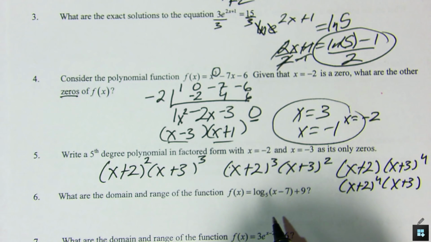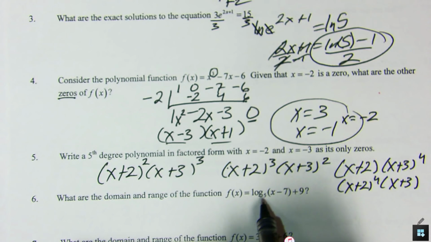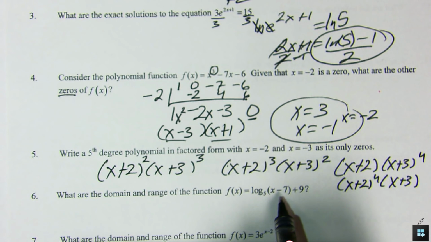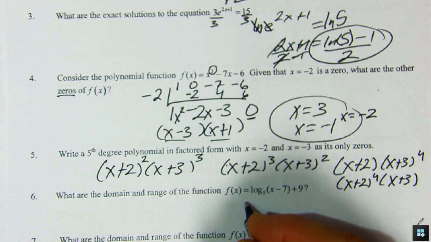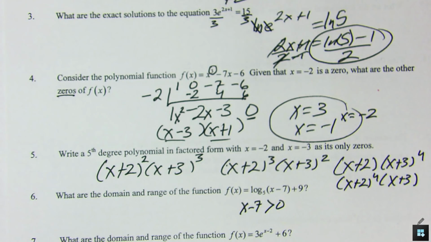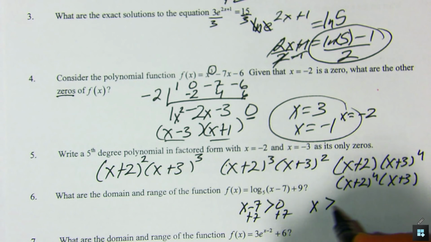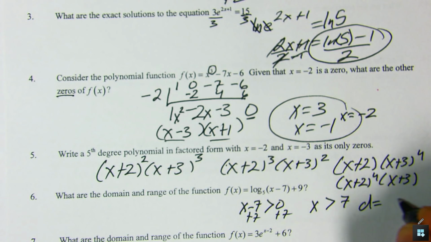Again, if you think about what I told you a second ago, the thing you cannot take the log of is 0 or a negative. So the only thing we have to be careful about is right here. We need to be careful that this x minus 7 does not become 0 or negative. So x minus 7 has to be bigger than 0. Add the 7, so x has to be bigger than 7. That's a restriction on the domain. So my domain would be from 7 to infinity.